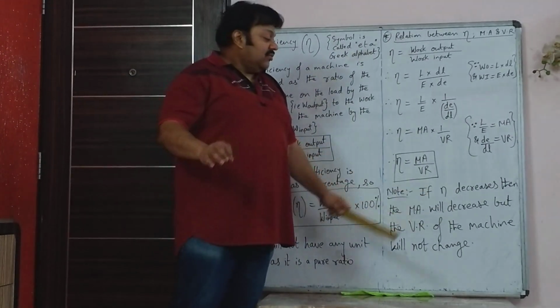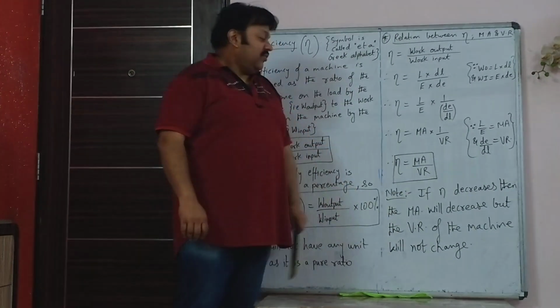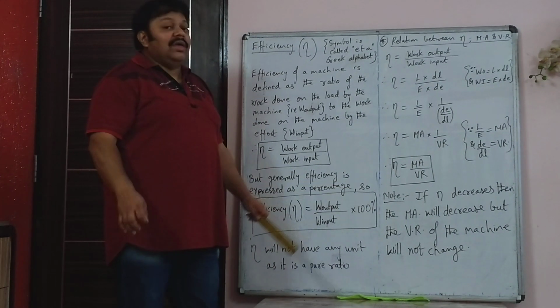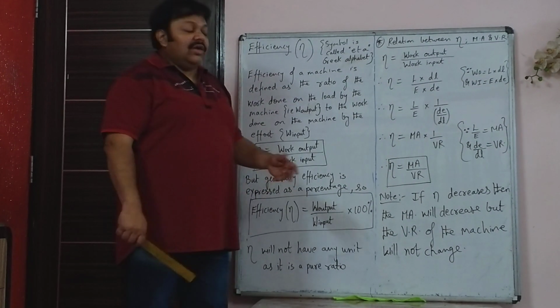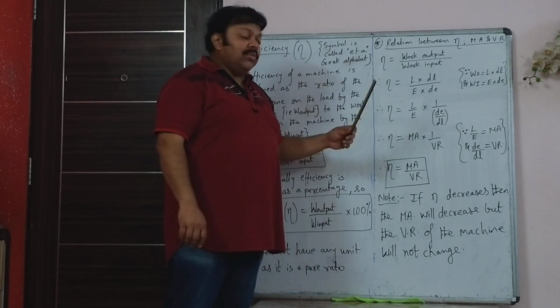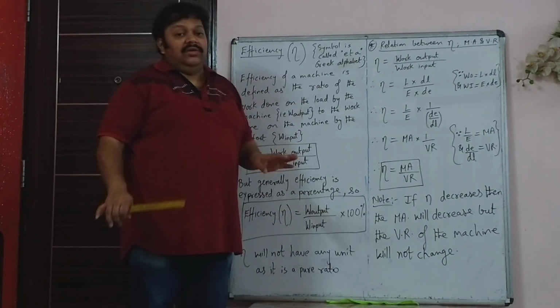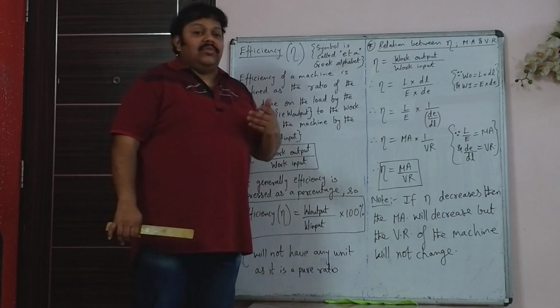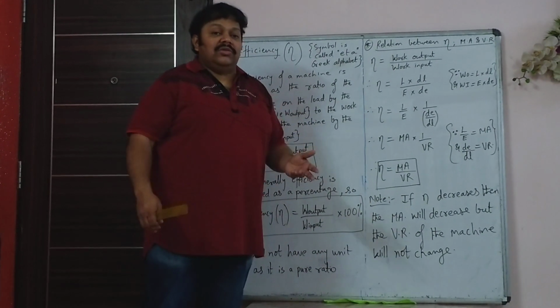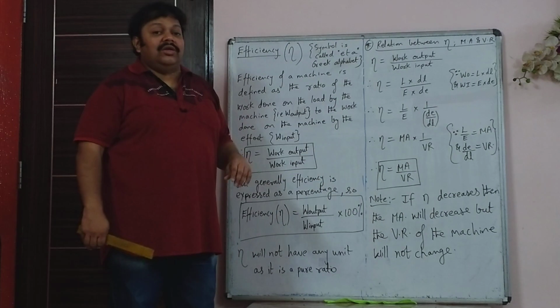In this formula you have to understand one thing: if the efficiency decreases, then the MA will decrease. If the efficiency is increasing, then the MA will increase. VR remains constant or fixed. We have already written that VR depends on the design, so that remains constant. VR was basically what? dE by dL.